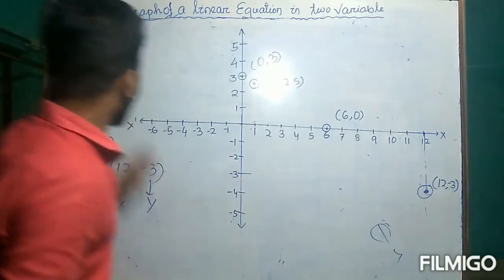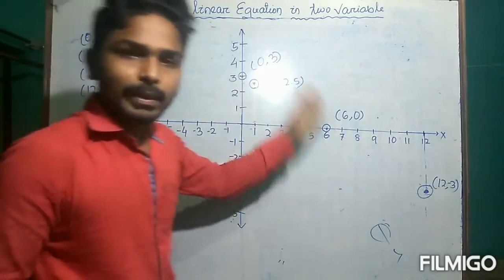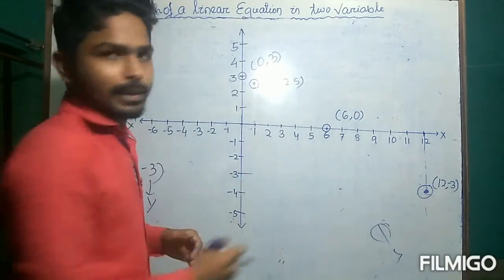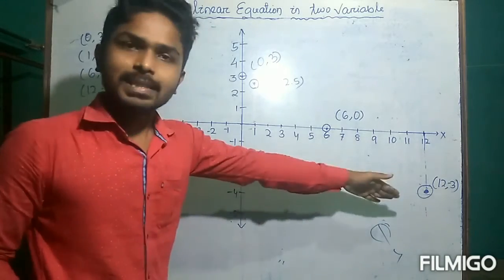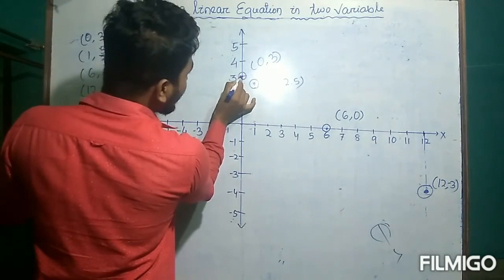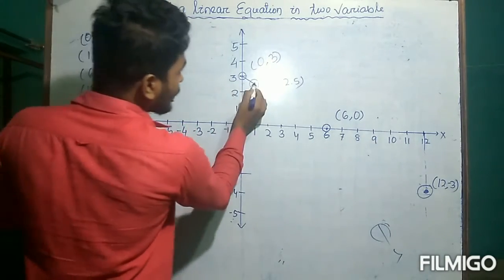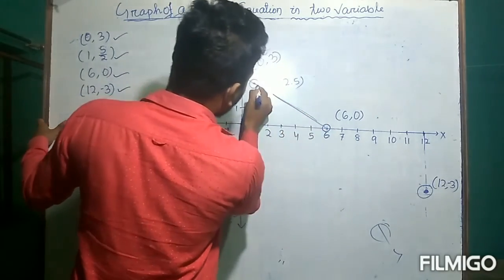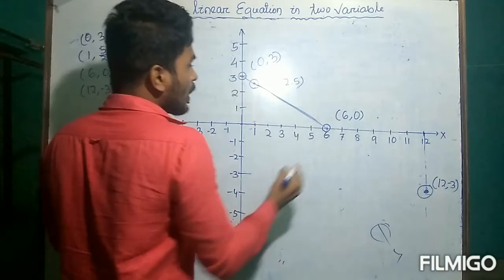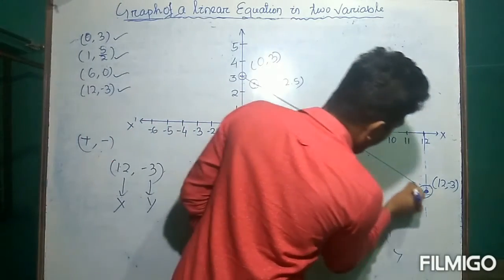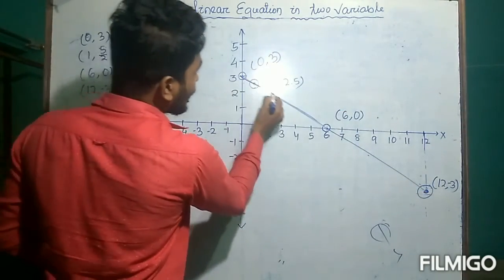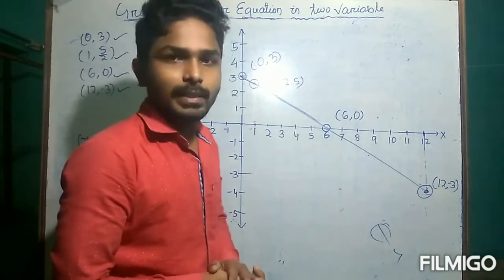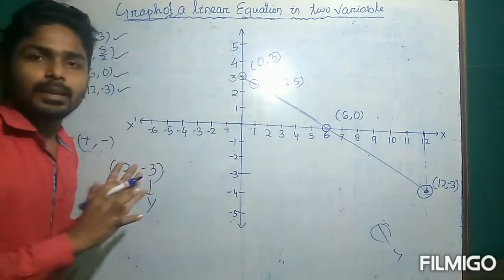Now you can see all these 4 points have been represented on this coordinate system. Our next task is to join all these points. So let's join. These 2 points will be joined. Now join these 2 points. You should use the scale in order to join these points. Now all those points have been joined using the scale. Now our task has been completed.